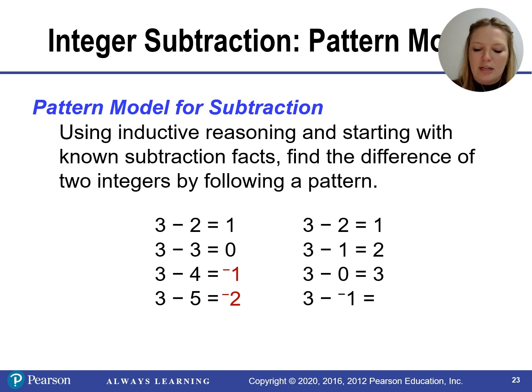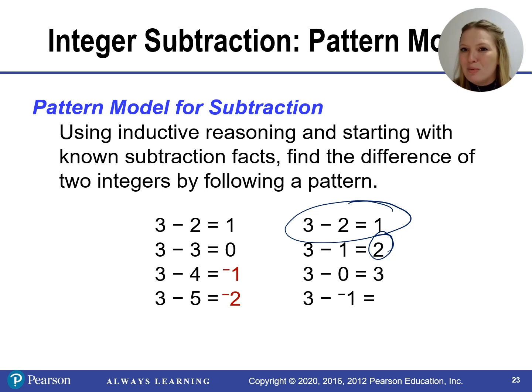If we subtract 1 less than 2, then our difference increases by 1. So if we start with 3 minus 2 and that equals 1, if I subtract 1 less, then I have 1 more left, so I am left with 2. If I subtract 1 less, I'm left with 1 more, which is 3. If I subtract 1 less than 0, I'm left with 1 more than the previous example, so I'm left with 4.